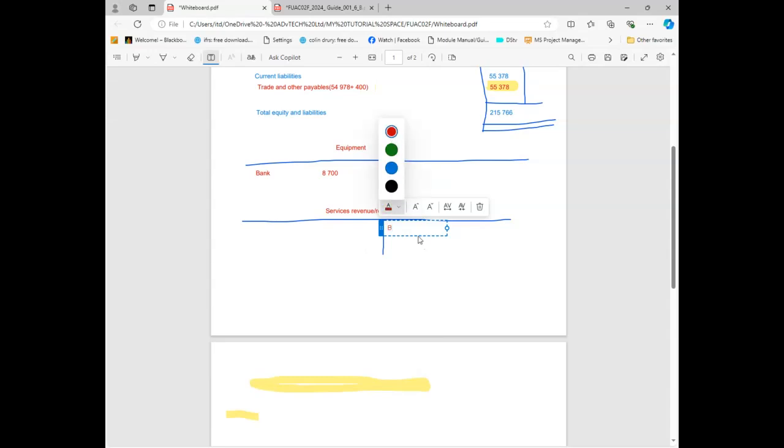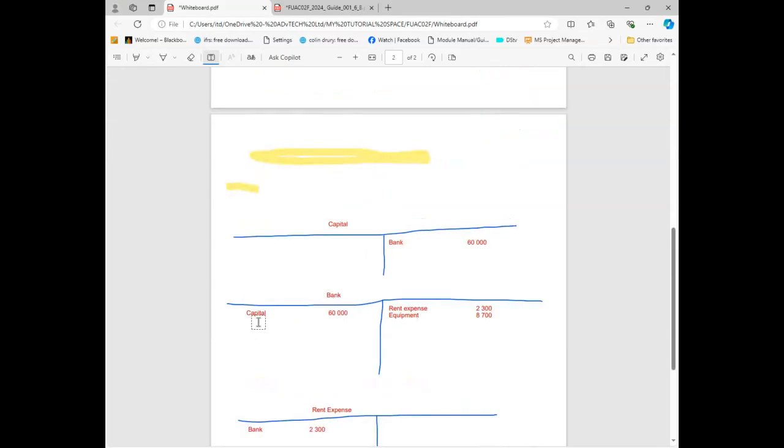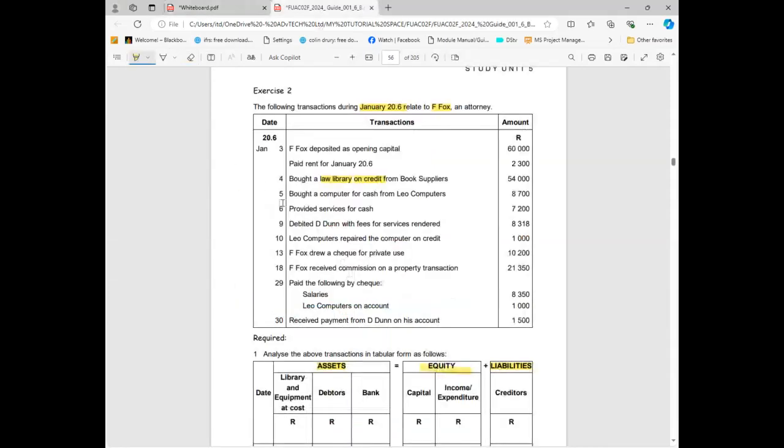The bank, how much is it? Do you have the amount for me? It is 7,200, sir. 7,200. Thank you so much. And then go to the bank, and I say services rendered, and I say 7,200. I hope so far you are following that. Yes, sir. It makes sense. No problem. Thank you very much. That was on the 6th.